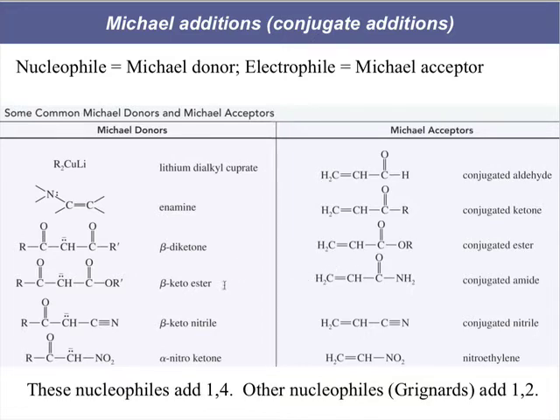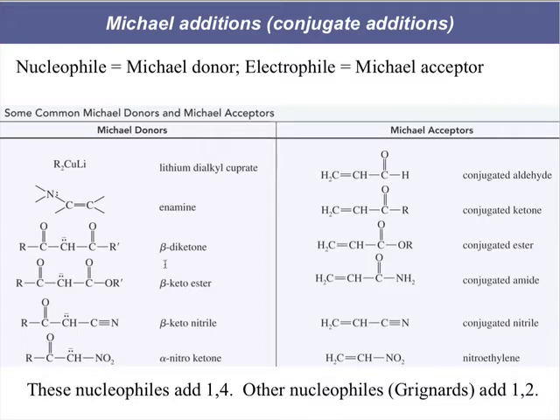Now, one thing to note here is that all of these Michael donors are nucleophiles that are stabilized by something. These are weaker nucleophiles than usual. The dialkyl cuprate is a weaker version of the Grignard or lithium reagent. And all of these Michael donors are highly resonance stabilized enolates. They're not normal enolates. They're doubly stabilized enolates. They're stabilized by not only one carbonyl that makes them enolates in the first place, but another withdrawing group.